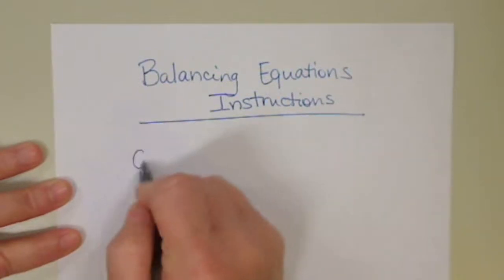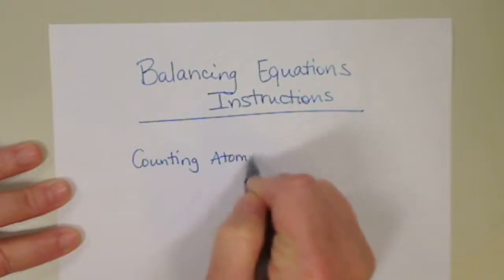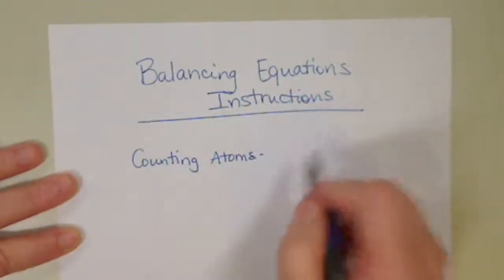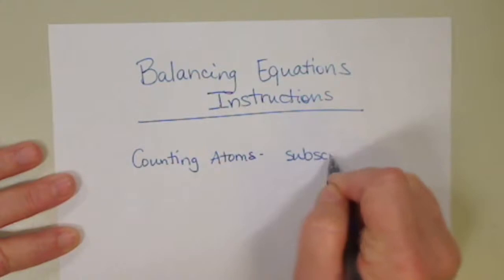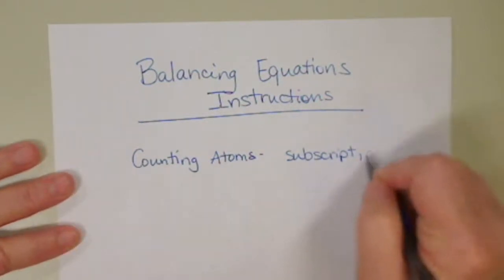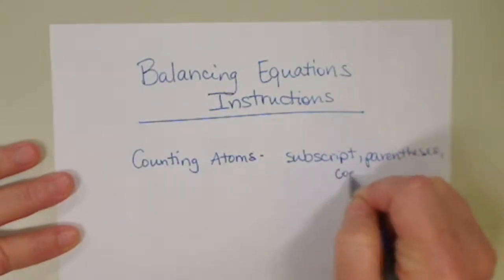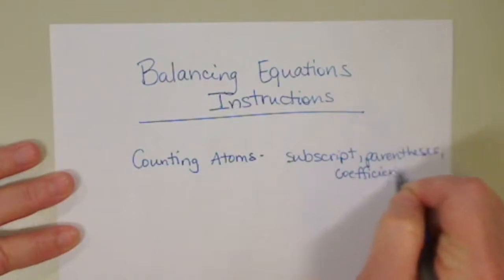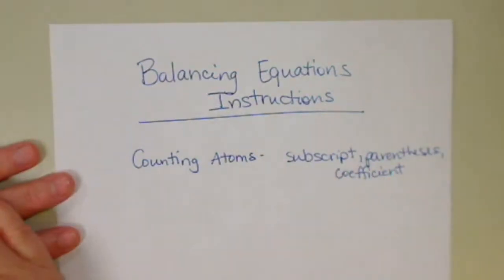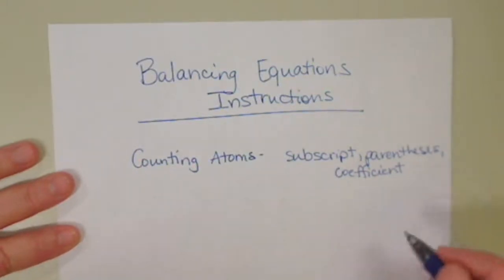First of all, you learned how to count atoms, and counting atoms involves looking at the subscript. You should be thinking of the little rhyme: subscript, parentheses, coefficient. Whatever those numbers are, you multiply the three together and get your count of atoms. Let me just give you an example of this.